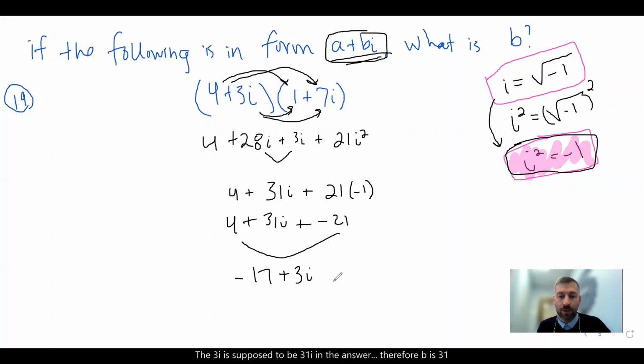All of that was done so that I have a regular number and a number with an i on it. If I compare this to what they want, a plus bi, there's my a, my regular number, plus bi, there's my bi. If I think about which one is a and which one is bi, there's a, there's b. So what's the b value? b is 3.